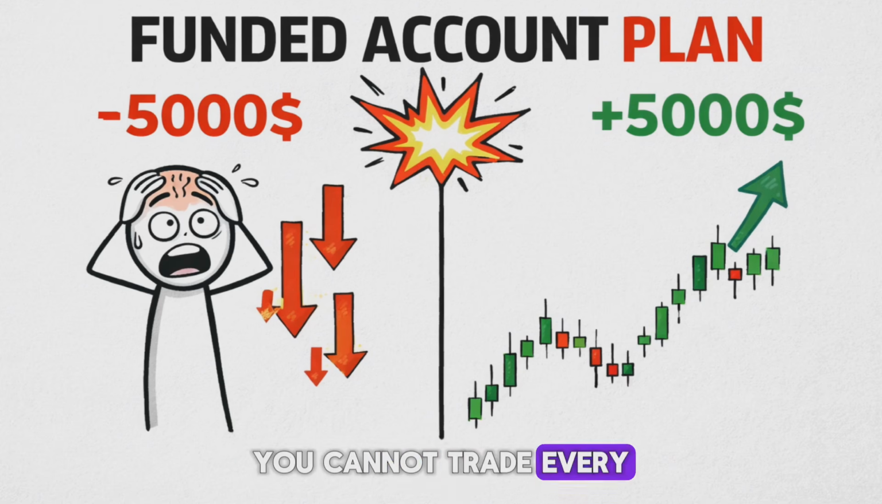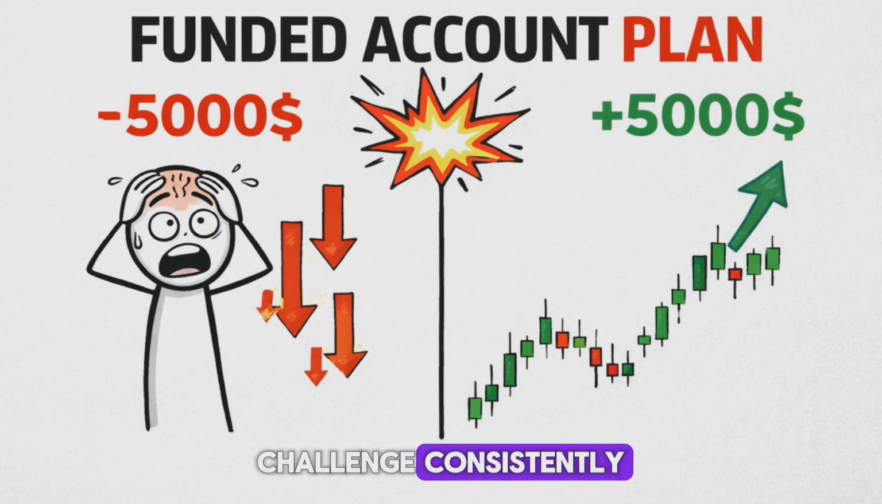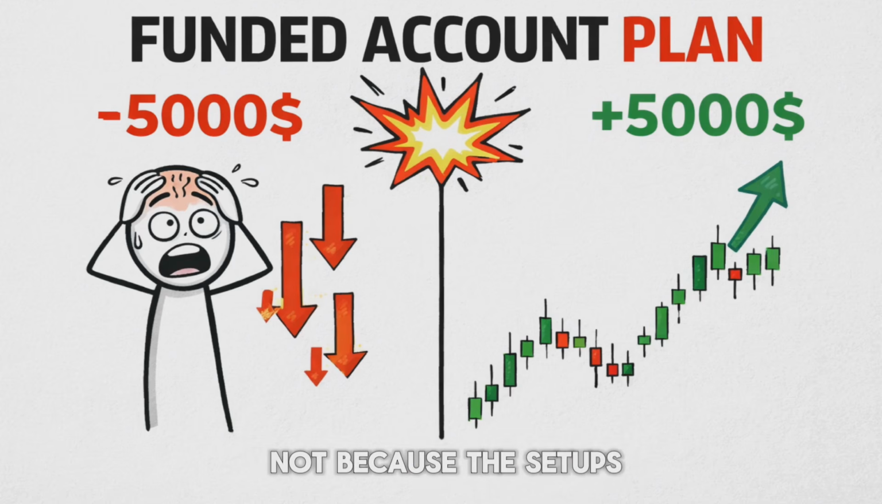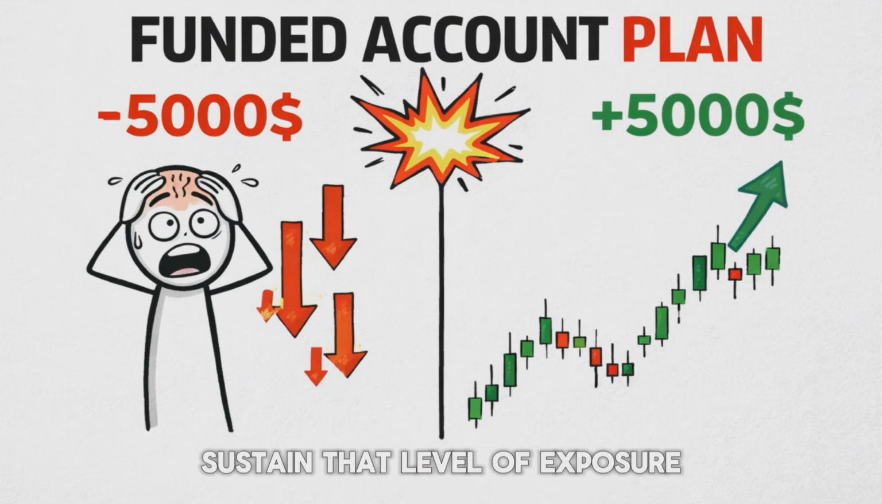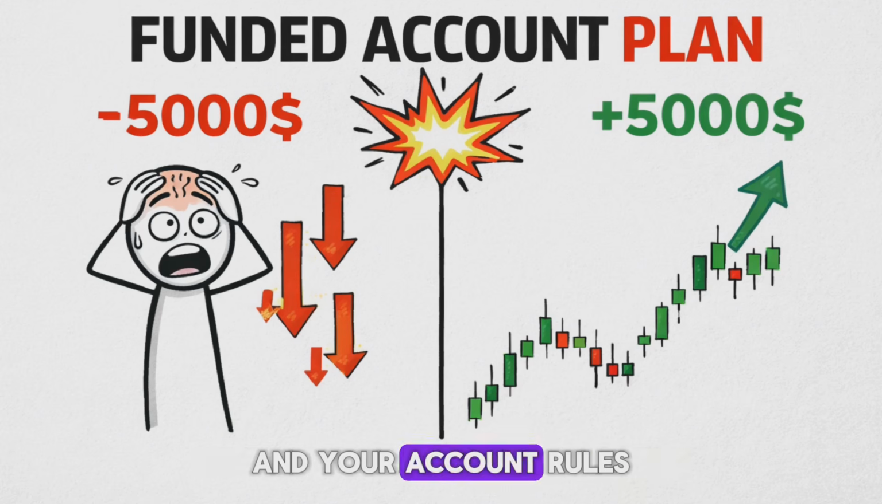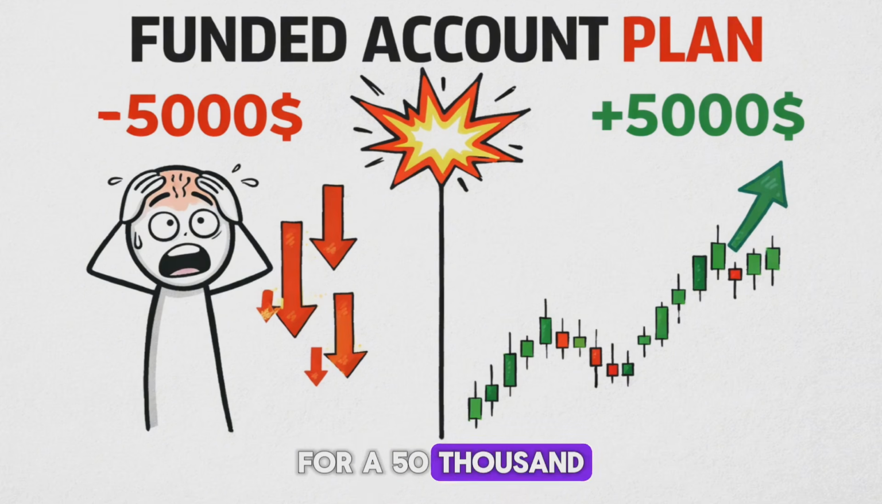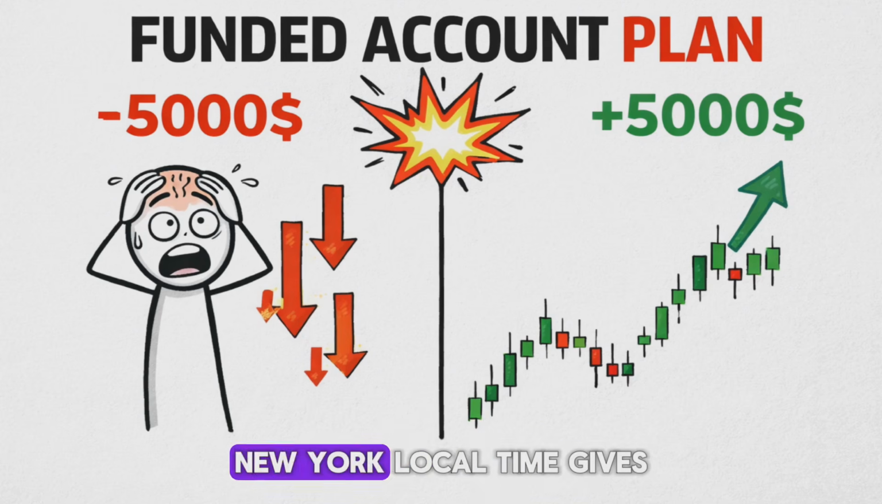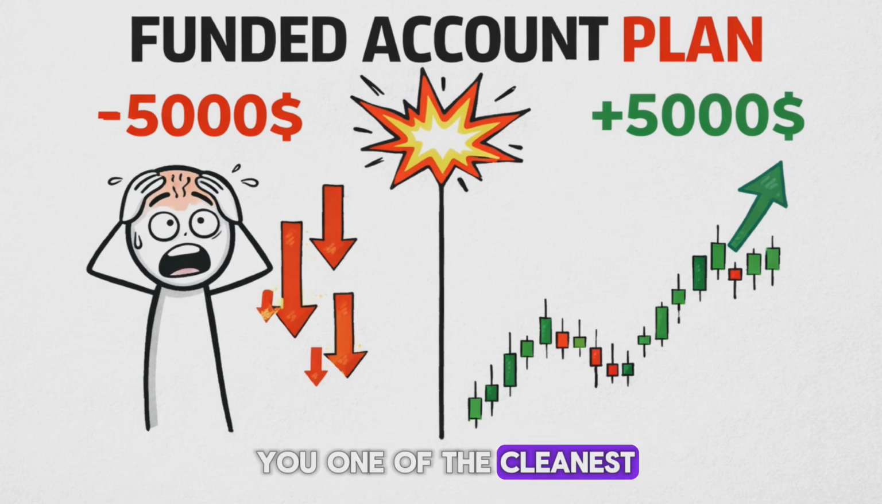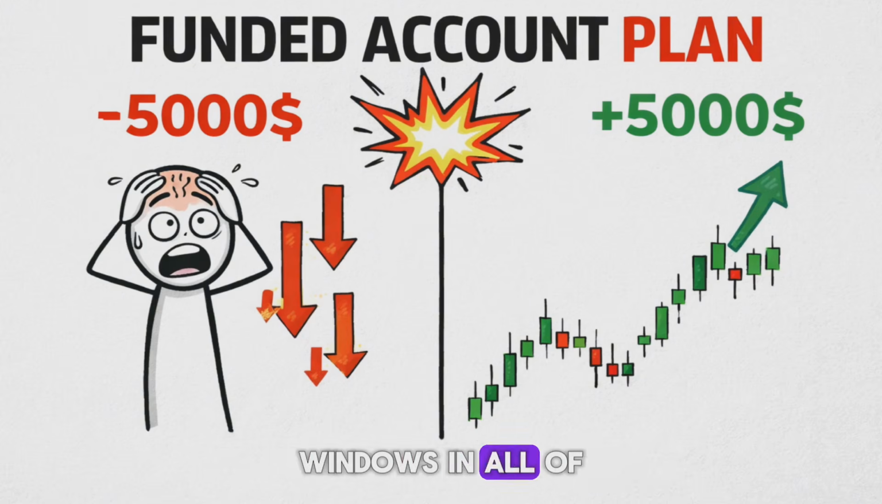You cannot trade every session and pass a funded challenge consistently. It is not possible. Not because the setups aren't there, because your discipline cannot sustain that level of exposure, and your account rules punish overtrading more than anything else. For a $50,000 account, the London session between 2 a.m. and 4 a.m. New York local time gives you one of the cleanest, most structurally defined windows in all of price action. 2 hours, 1 or 2 setups.